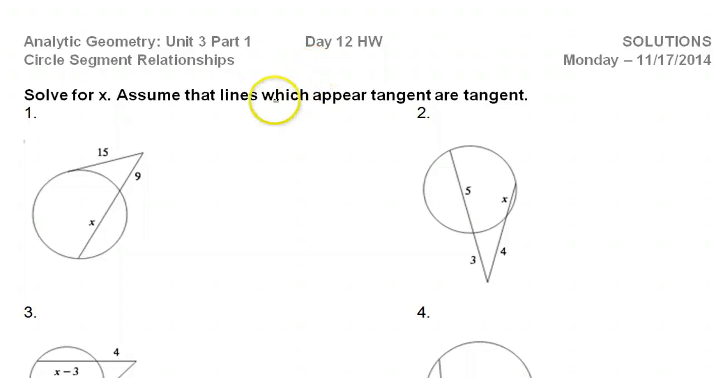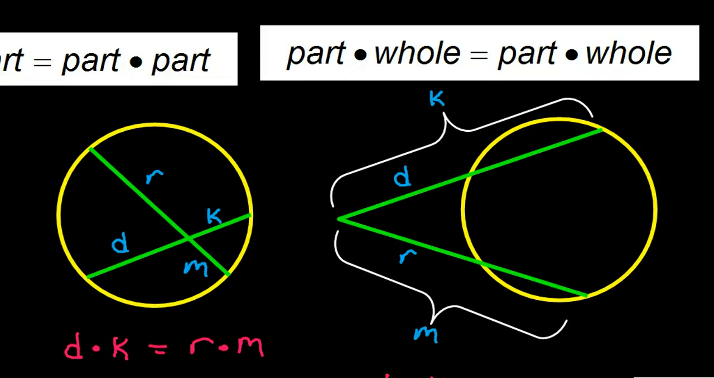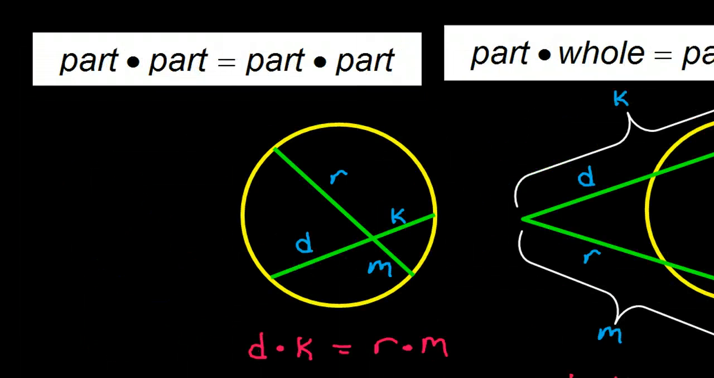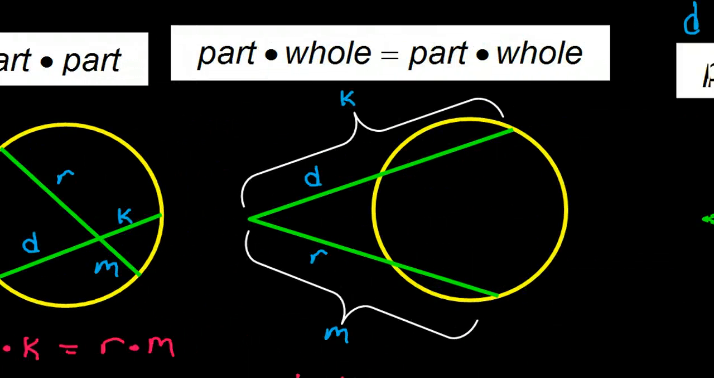All right, this lesson is about segment circle relationships. We have two main ones that we will be considering. The first one: when two chords intersect inside a circle, we know part times part will equal part times part. So in this circle, R times M would equal D times K. So that's one relationship you need to know.